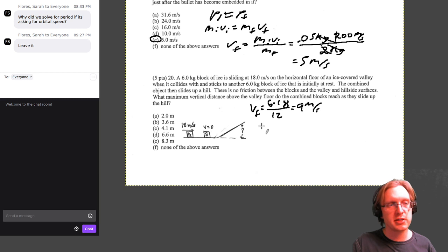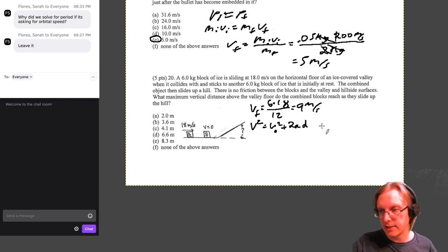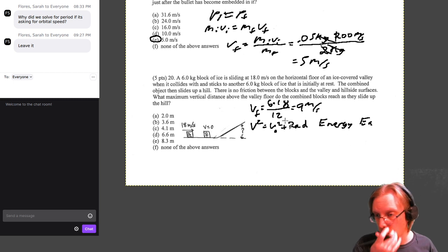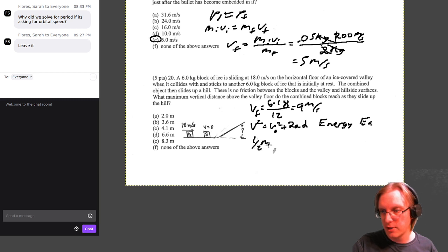This is an excellent opportunity to show why there's another equation in the kinematics called v squared is equal to v naught squared plus 2ad. And I like to call this the energy equation. And this is the opportunity to show why I like to call it the energy equation. Energy initial is 1/2 mv squared. And that is equal to our kinetic energy final, 1/2 mv final squared, right?